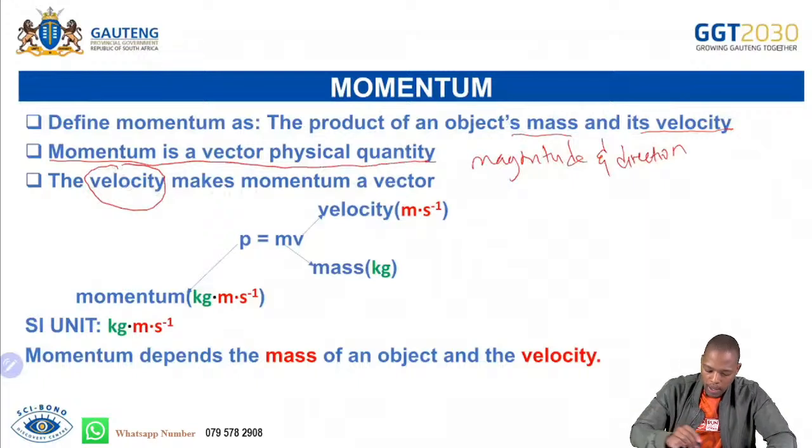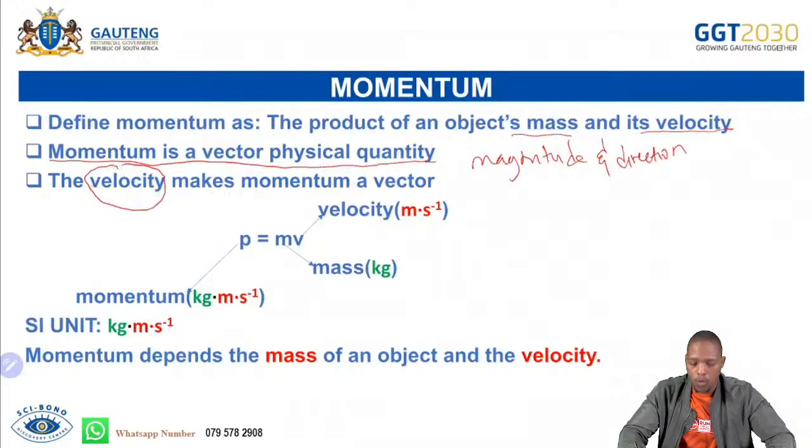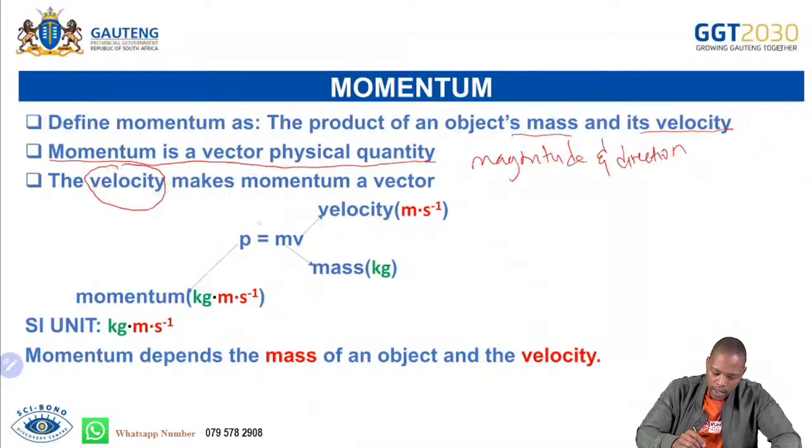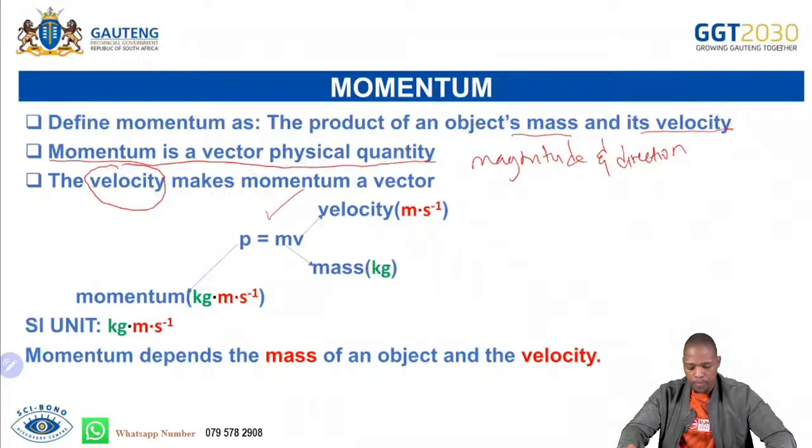Right. So momentum then becomes a vector physical quantity. It has magnitude and the what? And the direction. Okay. Now, mathematically, momentum is represented by the formula P = mv. You'd remember that at the beginning of the lesson, I did identify this formula as the formula that we are going to be working on today, right?